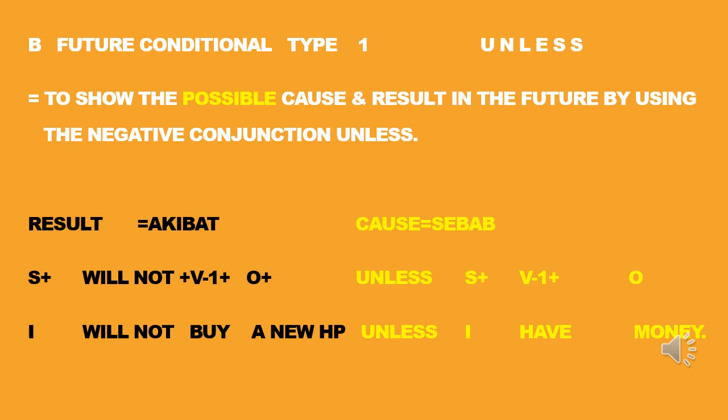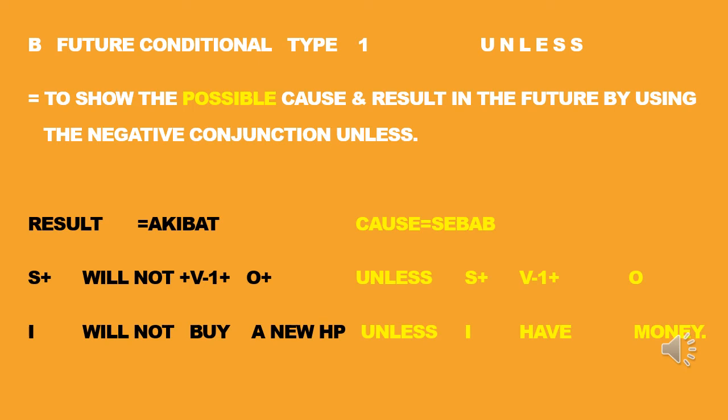Suppose that in a certain situation we can realize something to happen, but the conjunction unless means it is a threat. If you don't provide a certain condition, then the result will be impossible to realize. For example, the result here is I will not buy the new handphone. So what is the cause that you cancel buying the new handphone? Because you don't have any money. That's why we say I will not buy a new handphone unless I have money.